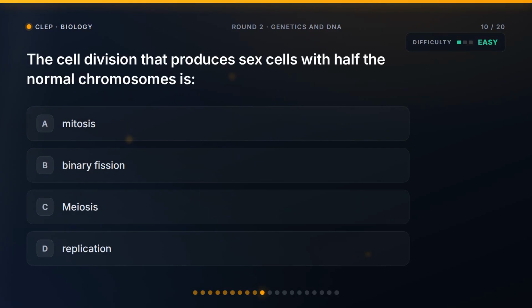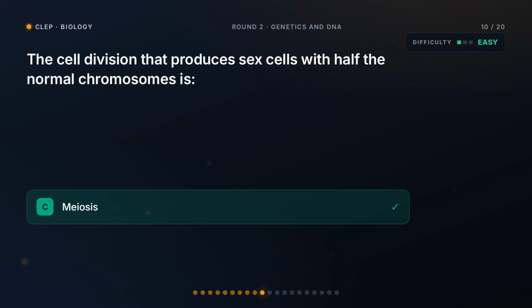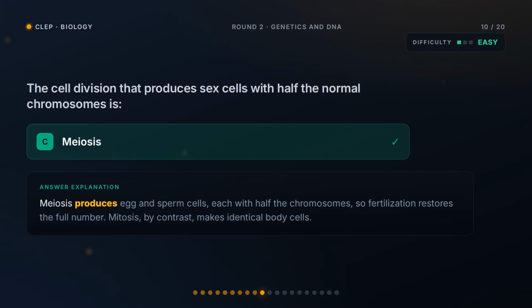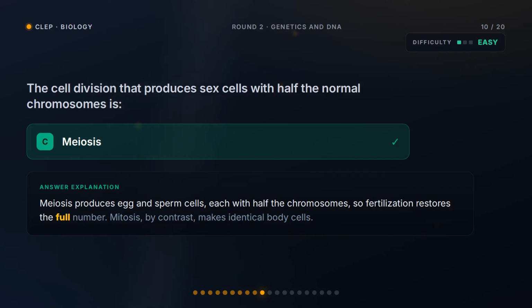Question 10. The cell division that produces sex cells with half the normal chromosomes is A. Mitosis. B. Binary fission. C. Meiosis. D. Replication. The answer is C. Meiosis. Meiosis produces egg and sperm cells, each with half the chromosomes, so fertilization restores the full number. Mitosis, by contrast, makes identical body cells.